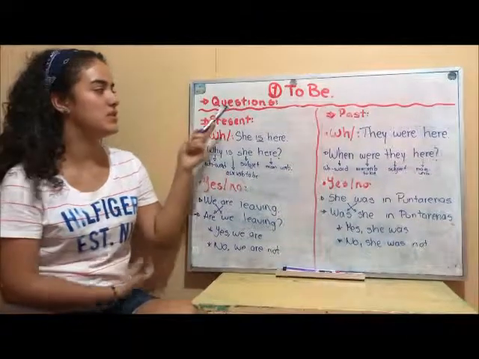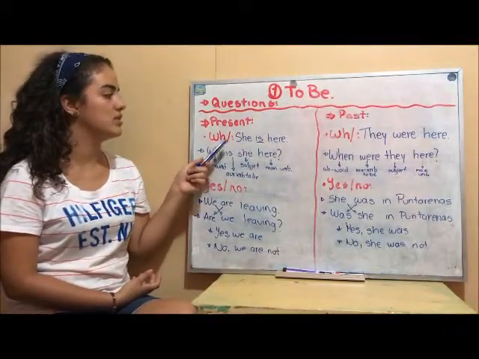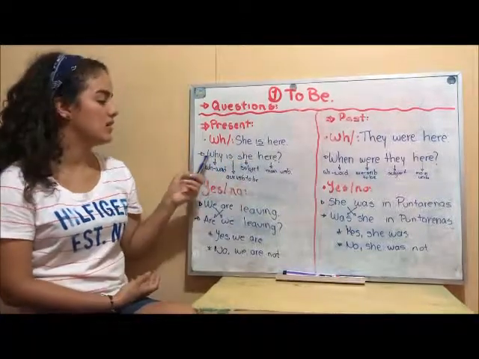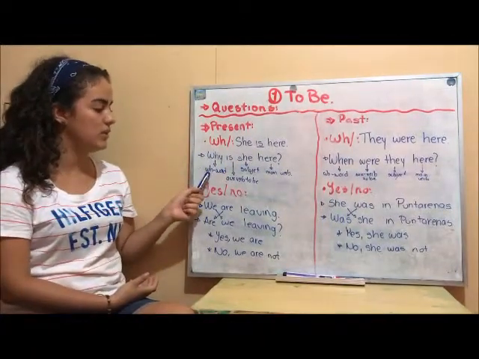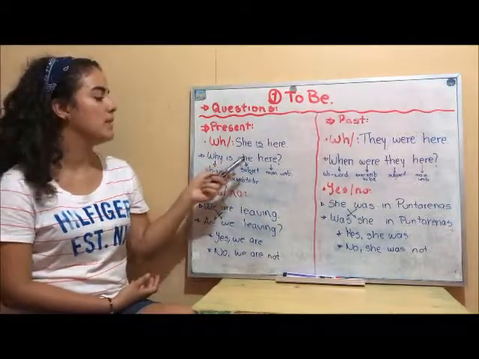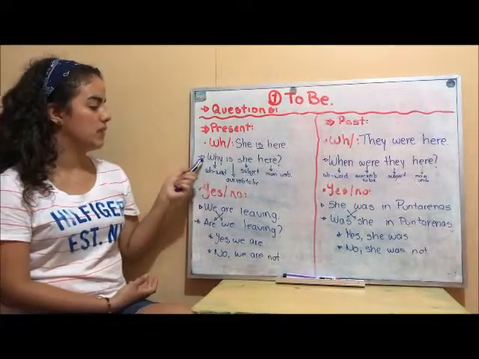And now we have the questions for verb to be. In present, we have the WH questions. We have the sentence, she is here. So for making it a WH question, we need a WH word, the auxiliary verb for verb to be, the subject, and the main verb. And now we have it.